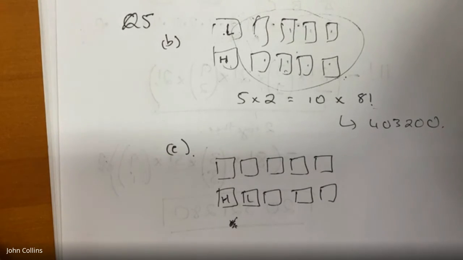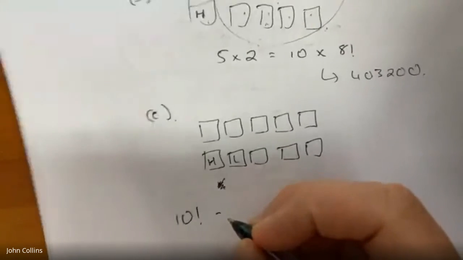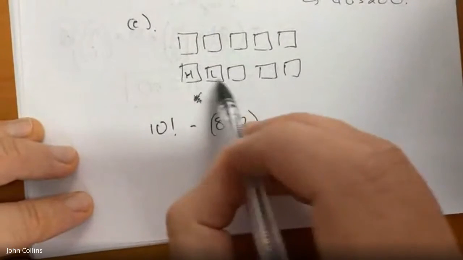So, Sean. Okay, so 10 factorial to start off with, because that's how many ways total, and then minus 8 times 2, because there's 2 of them, and there's 8 different places where you could put 2 of them in. Yeah, that makes sense. Let's just slow this down a little bit.